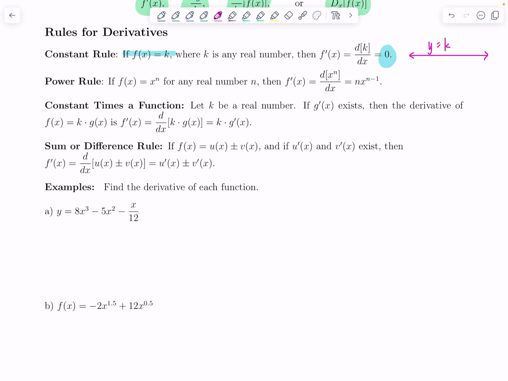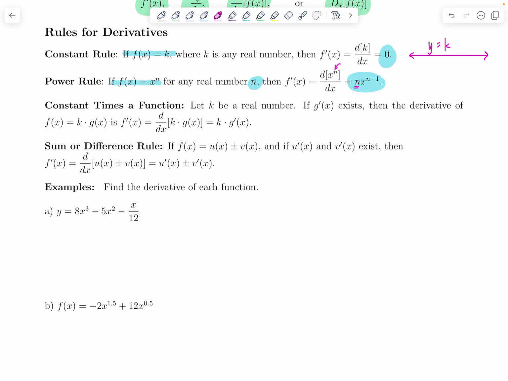Now, if you don't have a constant, we have this lovely little power rule that we use. If your function is x raised to some power n, and n can be any real number, then the derivative is equal to n times x to the n minus 1. So what just happened here? We take the exponent, that n, bring it down in front and multiply by it, and then you subtract 1, and that's your new exponent.